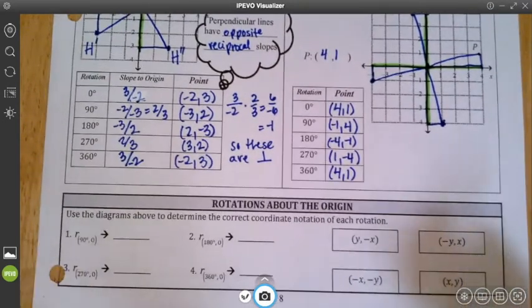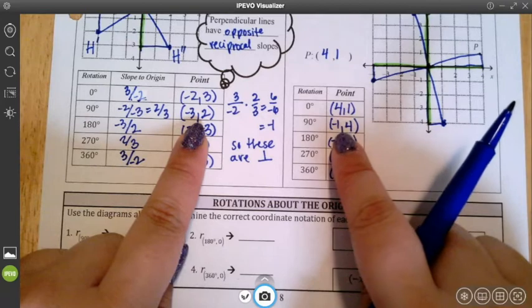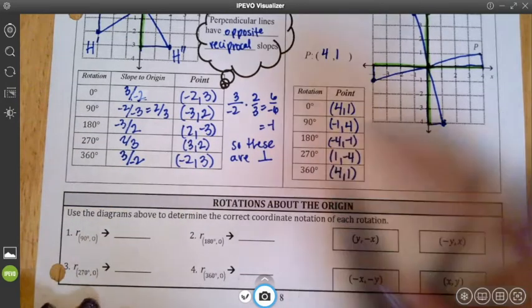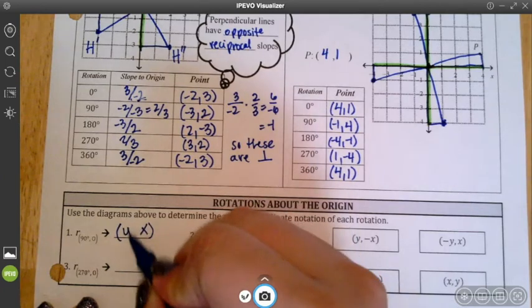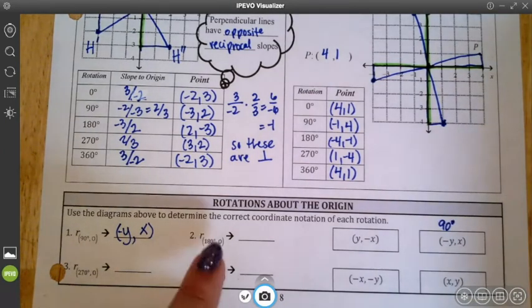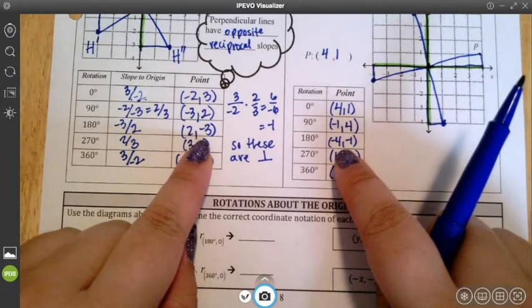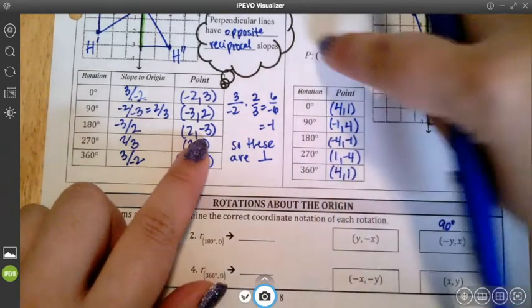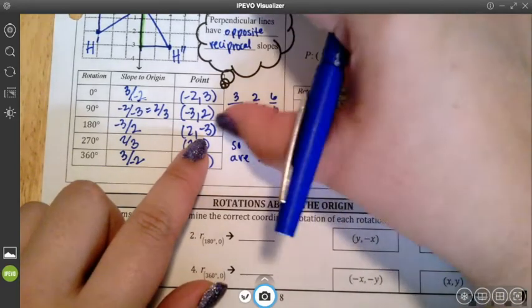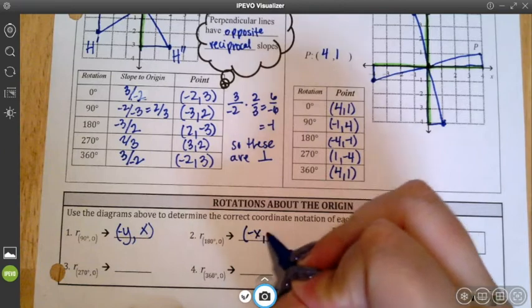Well, when we're rotating by 90 degrees, our X and Y values switched and X became negative. So X and Y switch and our new X value became negative. So this one is 90 degrees. When we rotate by 180 degrees, that's these ones, our X and Y values both become negative, or opposite. So now we're at our original X and Y values, except the opposite.